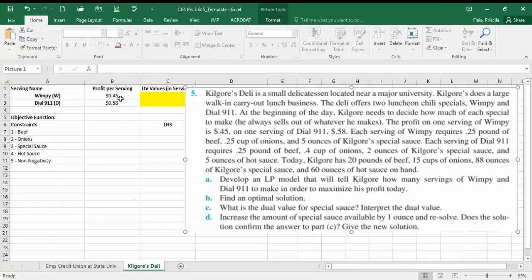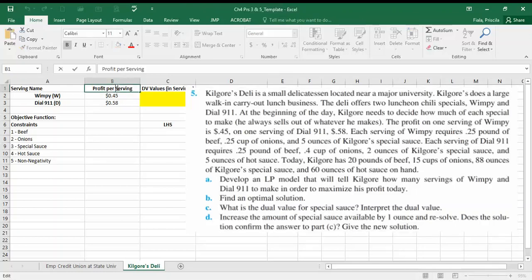Profit in one serving, which you could go ahead and even change here if you want to profit per one serving, is 45 cents. On one serving of Dio 911 is 58 cents. So the way that I found better to identify all this is to call WinPW and to call Dio 911D, and I have put the values over here.